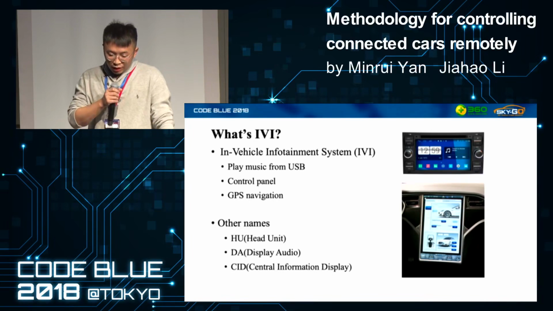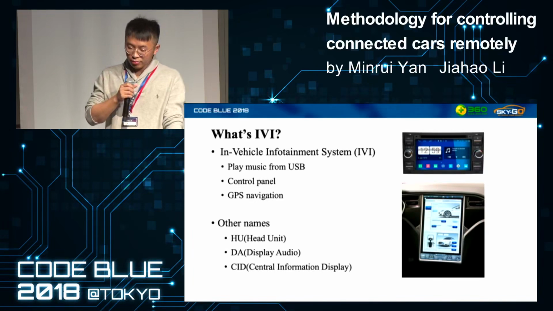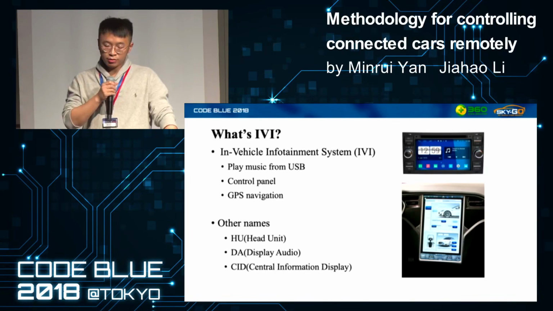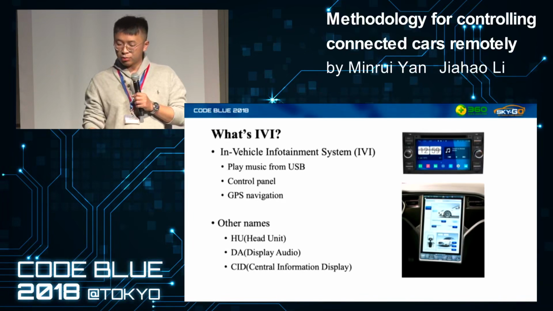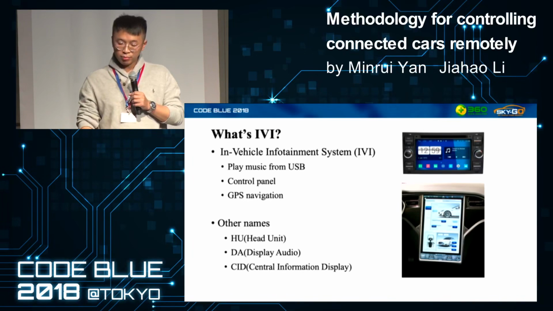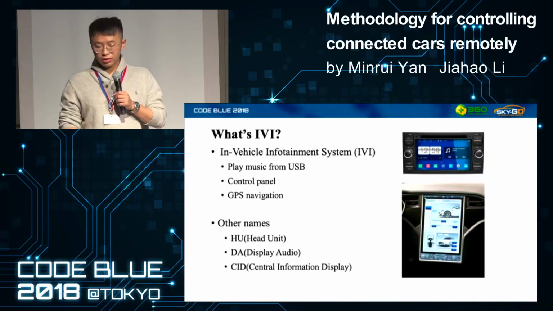IVI operating systems include Android, QNX, WinCE, and other things. Most of them are Android systems. So it means that they may have lots of vulnerabilities. And by the way, in different countries and regions, IVI has different names, such as HU, DA, or CID. HU means head unit. It's almost widely known. DA, display audio. We see this term in Japanese cars. And CID for Tesla.